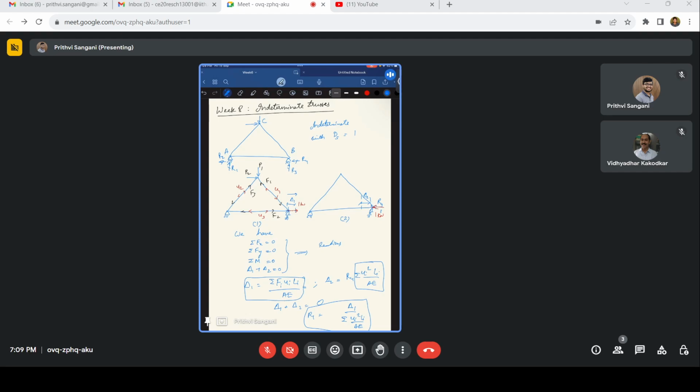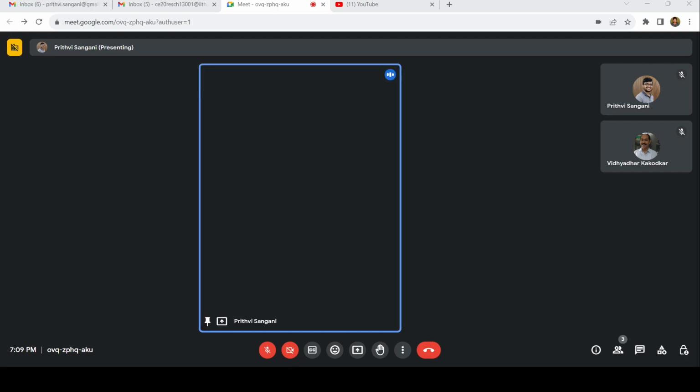So maybe we can take one problem with external indeterminacy. So in this, it is externally indeterminate, right? Like I said, the support reactions themselves we can't solve using the equilibrium equations, right? So one question we can take with external indeterminacy, and one question with internal indeterminacy, where the degree of internal indeterminacy is more than 0, and one question with internal indeterminacy greater than 1. Okay. So let me just take the first question.